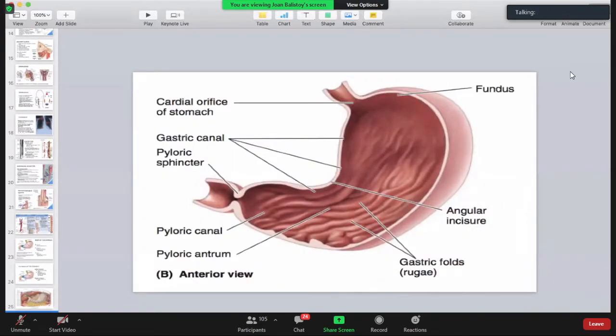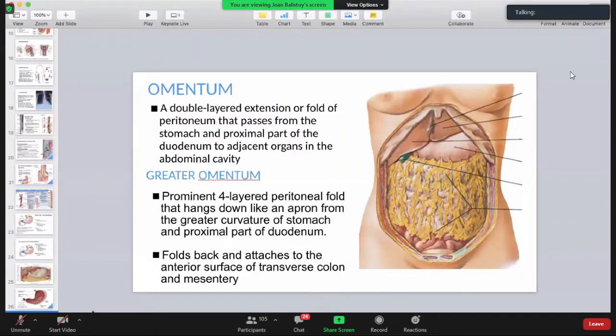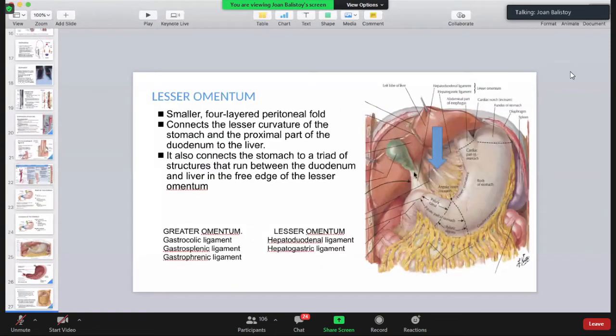Oh, this is just a repetition. So this shows now your greater omentum. As you see, it looks like an apron hanging at the anterior portion of your GIT. Okay? While the lesser omentum is also a 4-layer fold found from the lesser curvature going to the liver.